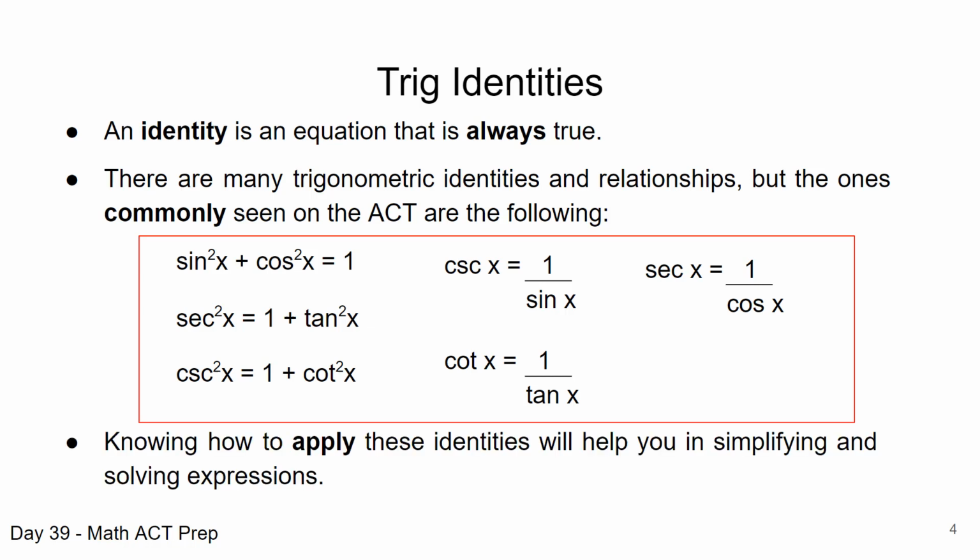Knowing these identities is going to help you to simplify and even solve some equations and expressions, and get them into the form we're looking for with our answer choices. So that's really the identities that we need to be aware of, in addition to remembering our definitions of sine, cosine, and tangent that we talked about in a previous video.